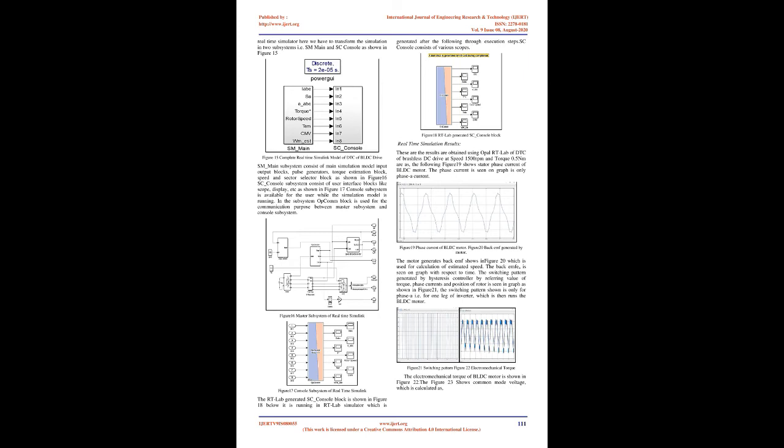The SM_main subsystem consists of the main simulation model input-output blocks, pulse generators, torque estimation block, and speed and sector selector block, as shown in figure 16. The SC_console subsystem consists of user interface blocks like scope, display, etc., as shown in figure 17. The console subsystem is available to the user while the simulation model is running. In the subsystem, the OPCOM block is used for communication between the master subsystem and the console subsystem. Figure 17: console subsystem of real-time Simulink.